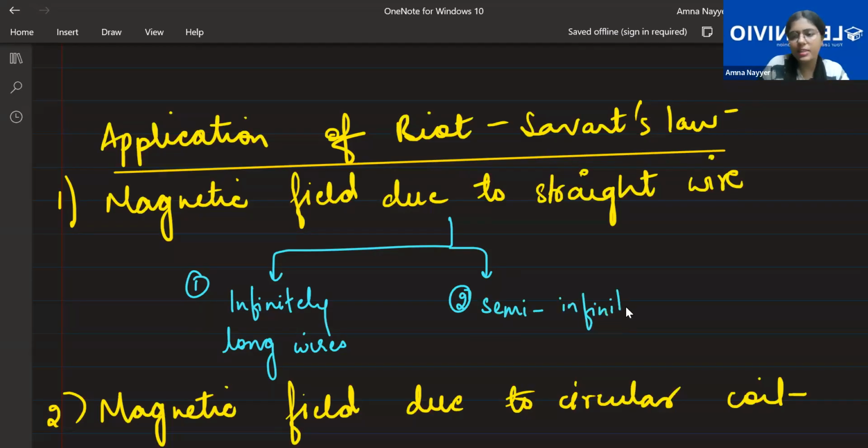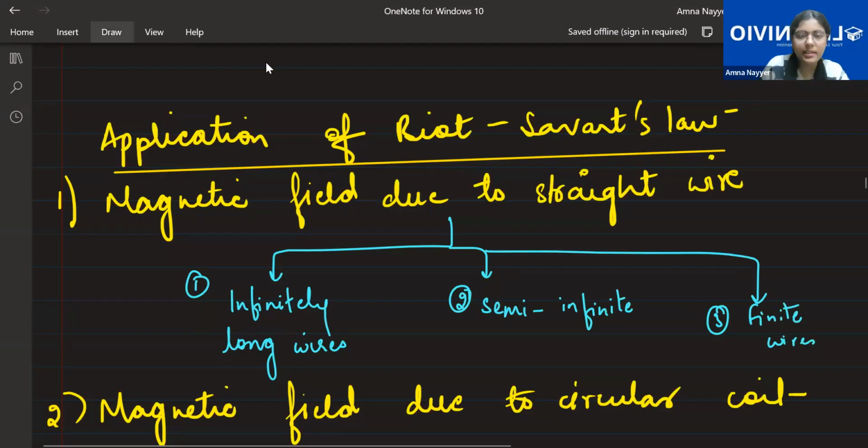Semi-infinite is infinite on one side, half is finite. Then you have the third category as finite wires. Now see, Riddhi, you don't have the derivation of any of these. You just need to remember the formula.